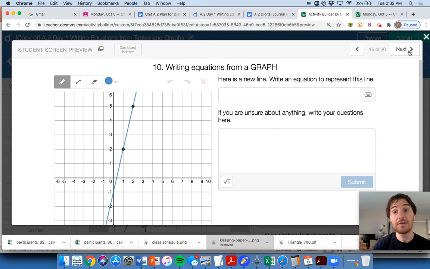Okay, writing equations from graph. Here's a new line. Write an equation to represent this line. So let's do this a lot quicker. I did that one. We'll do this one together. Guys, what's my first step? What am I doing right here? I've got to find my y-intercept.